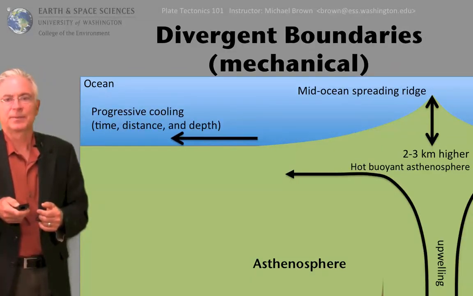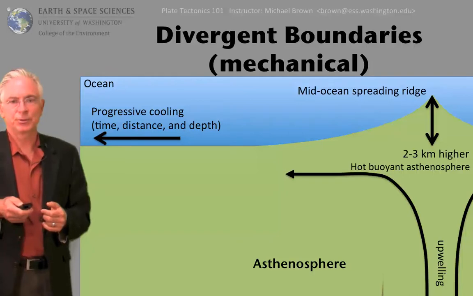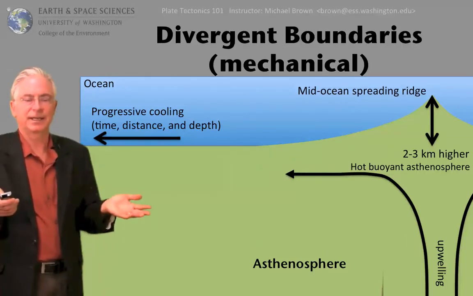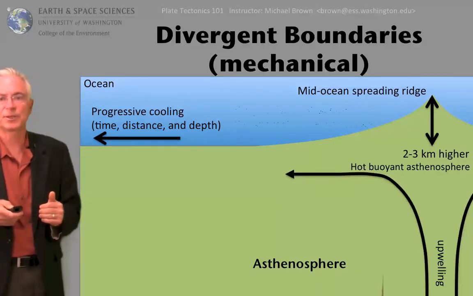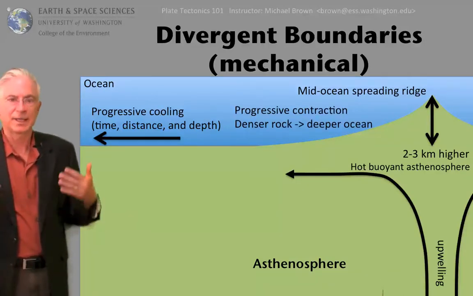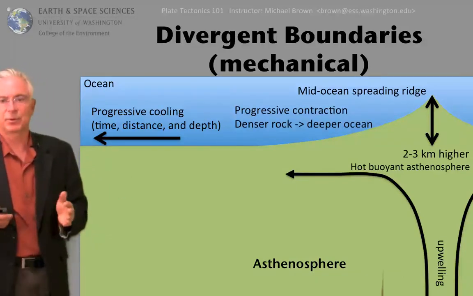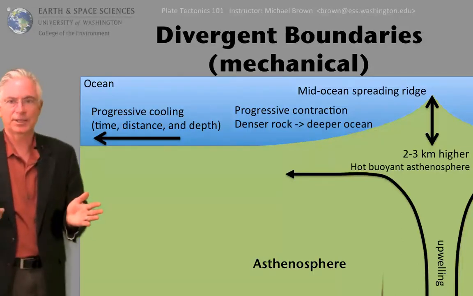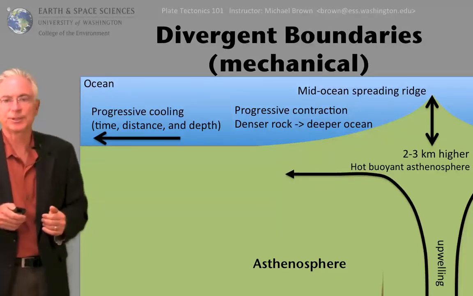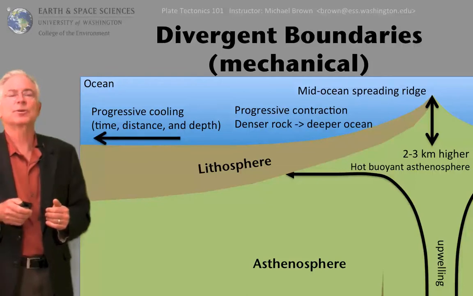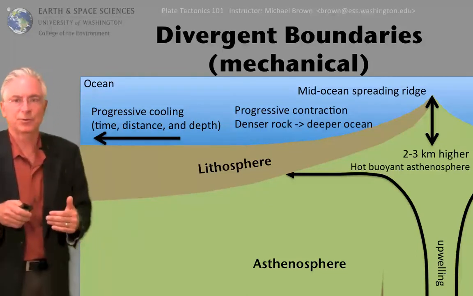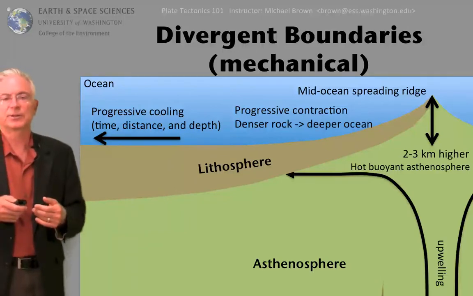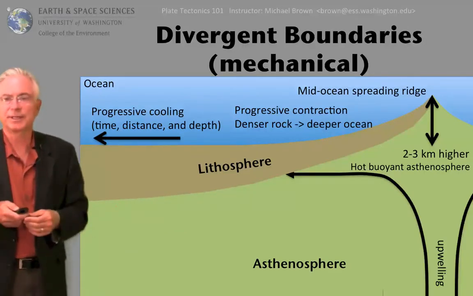As the material moves away from the ridge, it cools off. So in time and distance, the ocean gets deeper away from the spreading ridge. Why is that? Again, I keep emphasizing progressive contraction, denser rock means deeper oceans. Now that denser rock, the part of the mantle that has cooled off as a result of being near the Earth's surface, is what we call the lithosphere.